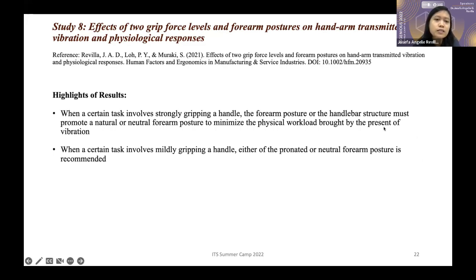When a certain task involves mildly gripping a handle, meaning about 10% of your maximum grip, then either a pronated or neutral forearm posture is okay or is recommended.